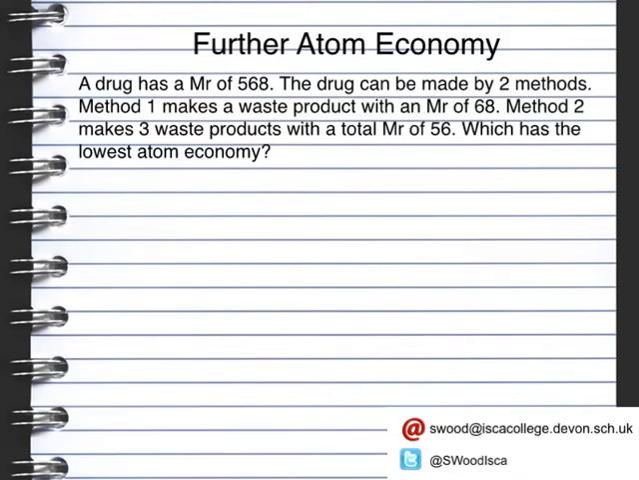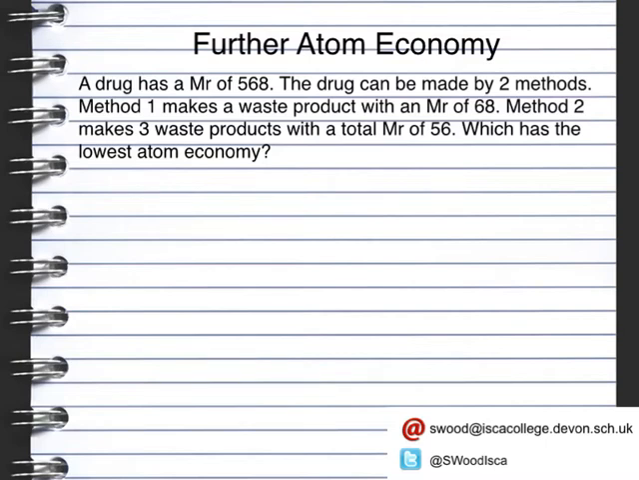A drug has an Mr of 568. The drug can be made by two methods. Method 1 makes a waste product with an Mr of 68. Method 2 makes three waste products with a total Mr of 56. Which has the lowest atom economy? Now, what I'd like you to do is pause the video and do the calculations for both, and when you've done that, come back, unpause, and we'll go through the answer.